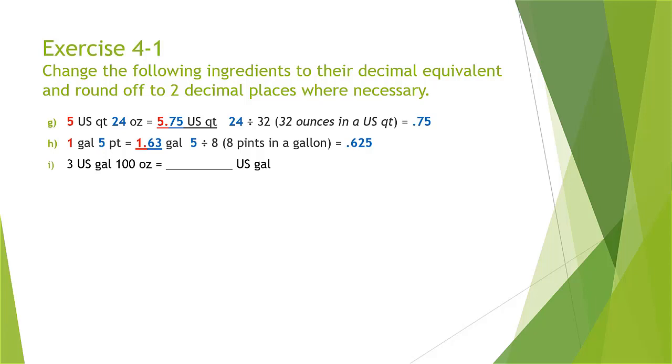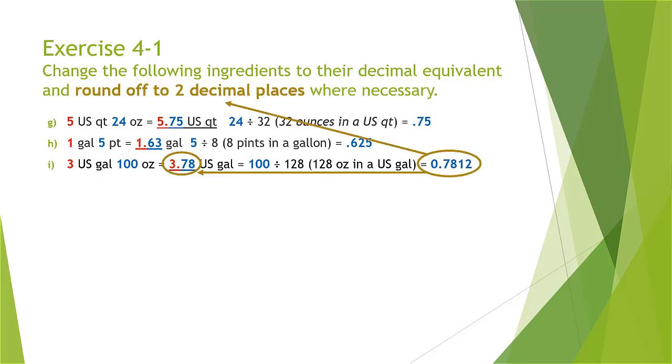Next up, 3 U.S. gallons and 100 ounces. Again, our no-brainer, 3 whole U.S. gallons. 100 divided by 128, the amount of ounces in a U.S. gallon. That gives us decimal 7812. And when we round that off to 2 decimal places, we get a final answer of 3 decimal 78 U.S. gallons.